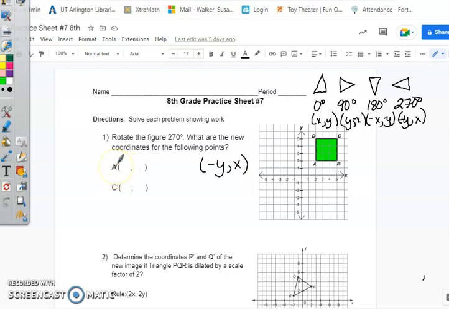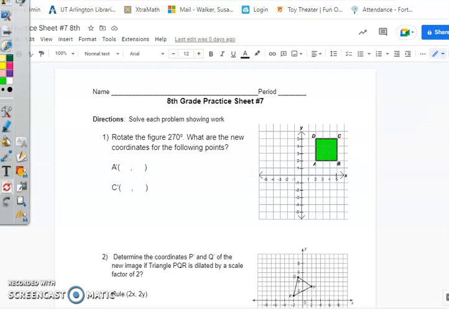So A, we're trying to find A prime. So A is 2 comma 2. So remember, we switch these, y, x, and in this case they're the same. That's okay. Okay, and we put negative in front of the first one. Okay, so negative 2, 2. Okay, your job now is to do C. So list that point and do the same thing.